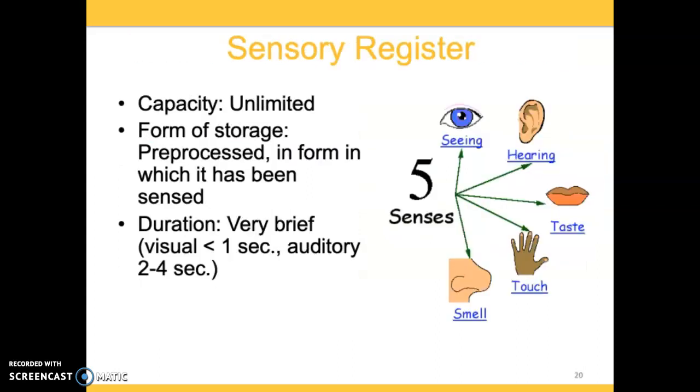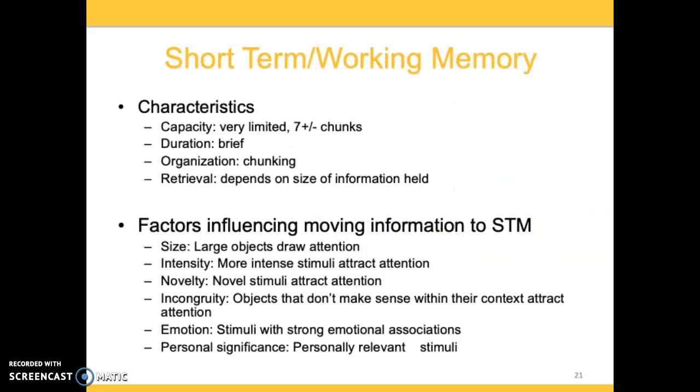So sensory memory, we have like 5 different sensory organs, so the capacity is unlimited. As you can see, hear, taste, touch, and smell. However, the capacity of the working memory is very limited, and its duration is brief. Chunking and organization and retrieval depend on the size of the information that is held.